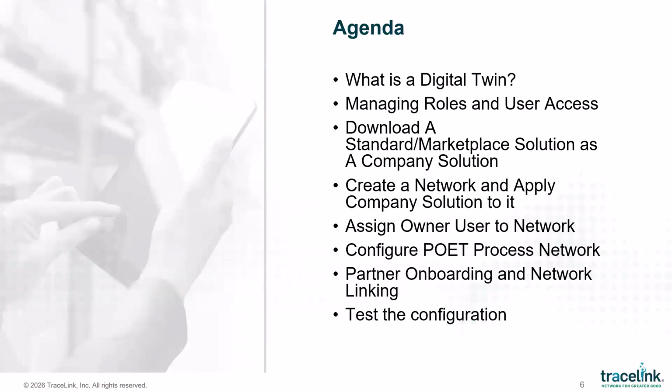So on the agenda, we're going to start with talking about what is a digital twin, then how to manage roles and user access, how to download a standard marketplace solution as a company solution, how to create a network and apply the company solution to it, how to assign and own a user to a network, how to configure Poet process networks. We'll then take a look at how to onboard a partner and network linking. And finally, we'll test the configuration.